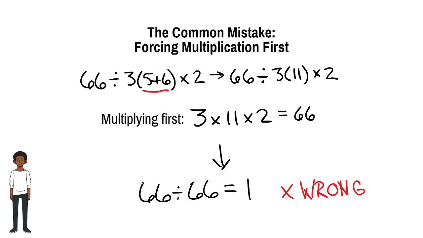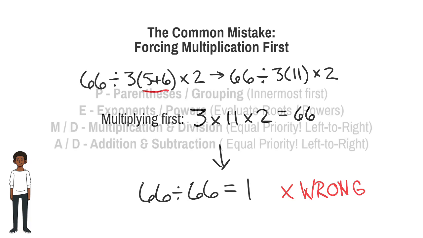First, they look inside the parentheses. 5 plus 6 is 11, giving 66 divided by 3 times 11 times 2. Next, they see two multiplication signs, or a number touching parentheses, and assume multiplication takes priority over division. They multiply 3 times 11 to get 33, and then 33 times 2 to get 66. And finally, they divide 66 by 66 to get 1. It feels logical, but getting 1 breaks one of the fundamental laws of arithmetic.